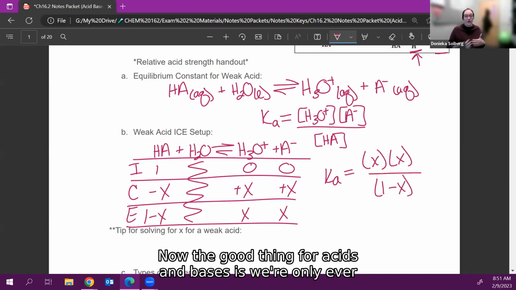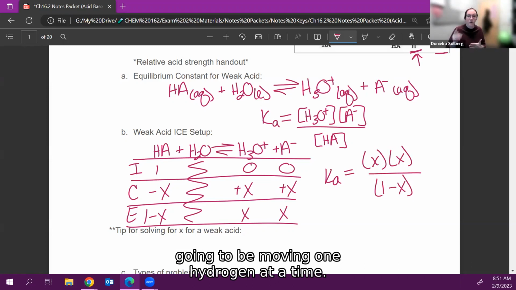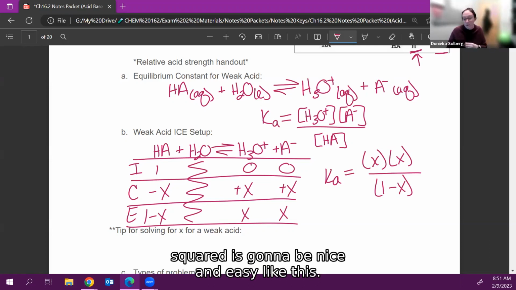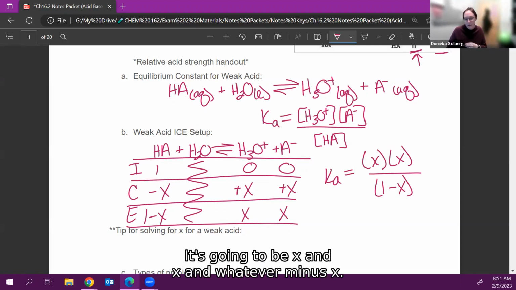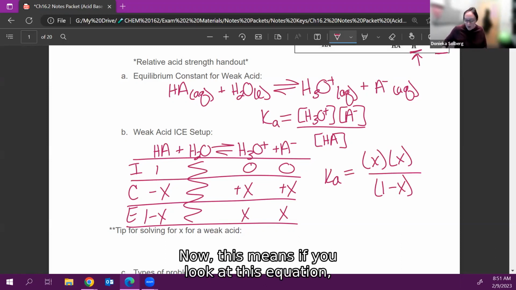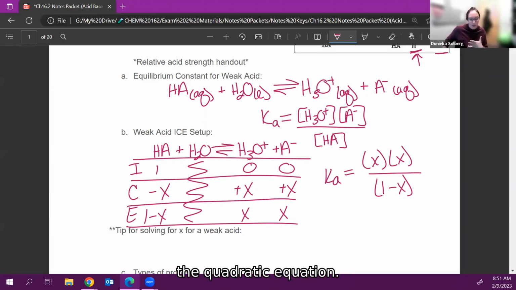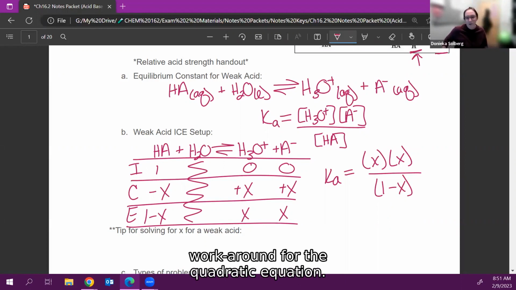Now, the good thing for acids and bases is we're only ever going to be moving 1 hydrogen at a time. So we're not going to have like minus 2x or anything squared. It's going to be nice and easy like this. It's going to be x and whatever minus x. Okay. Now, this means if you look at this equation, if my stuff at the beginning is not the same, we're going to have to end up using the quadratic equation. So I do actually have a workaround for the quadratic equation.